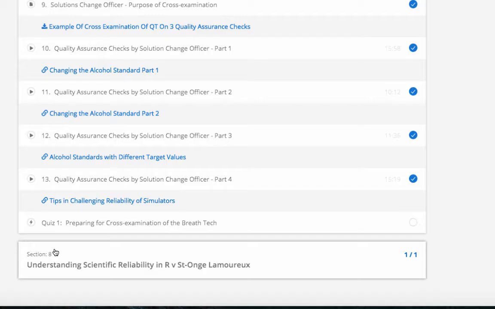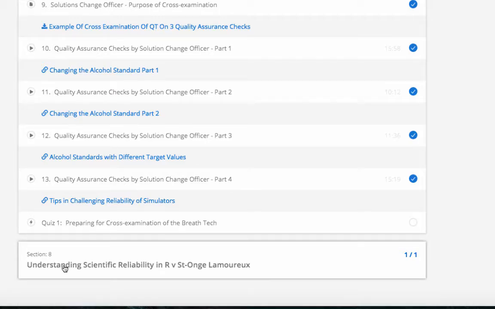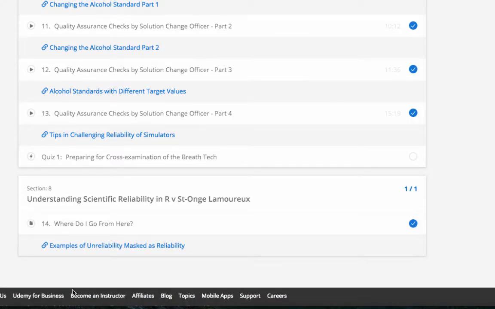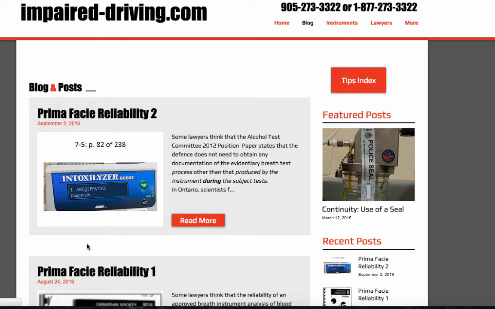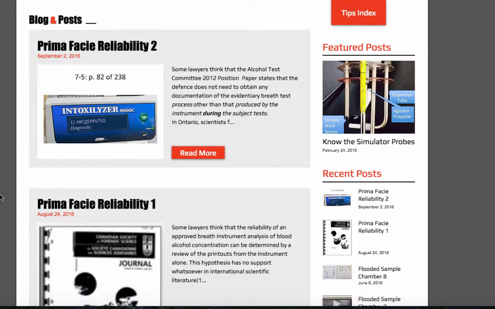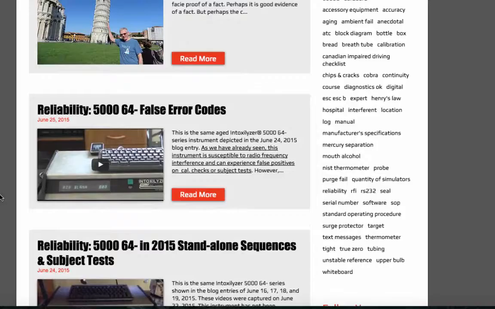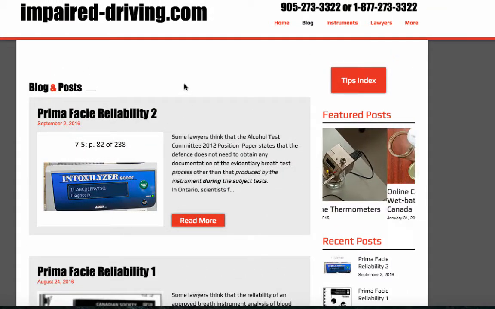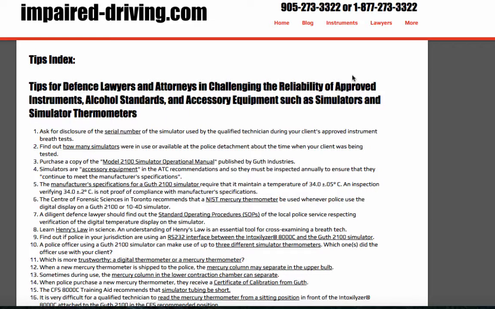Lastly, I have provided some information about understanding scientific reliability. And with respect to that, it seems to me that we need to be working together to be providing each other with examples of unreliability. I'm doing a lot of blogging about it. You're going to find a lot of information as well at my blog that I'm maintaining having to do with reliability. I have a lot of different posts on the whole issue of reliability in relationship to Intoxilyzers. And as well, you're also going to find at that same impaired-driving.com website a whole lot of tips about how to make attacks based on simulators and simulator thermometers.